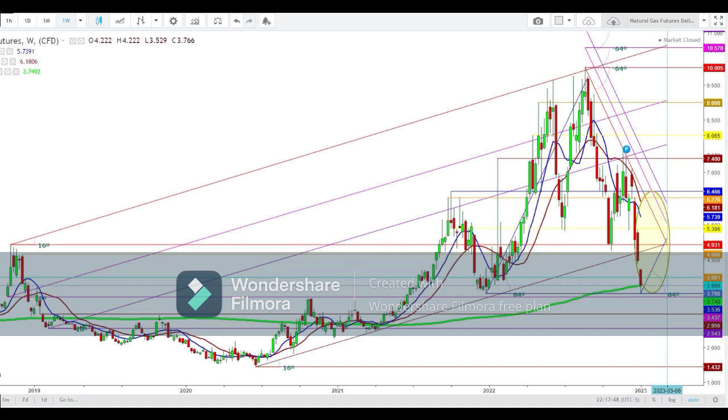So let us start the day to analyze the movements of natural gas futures in the weekly time frame here. In a weekly time frame, you can see how the natural gas futures tested a weekly low at the level of $3.520 on last Friday. This low was last tested on December 30th, 2021.